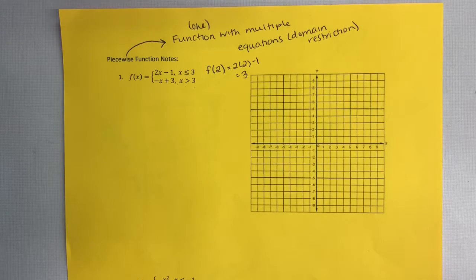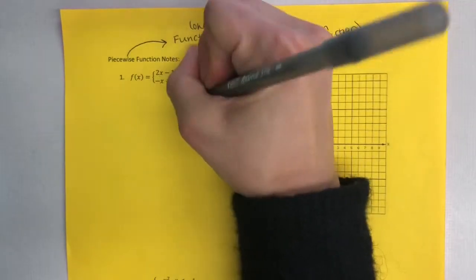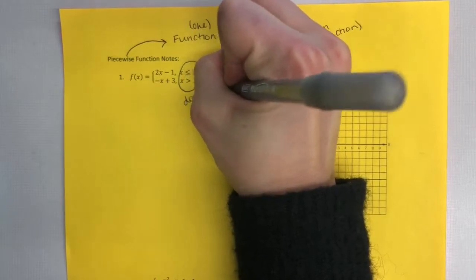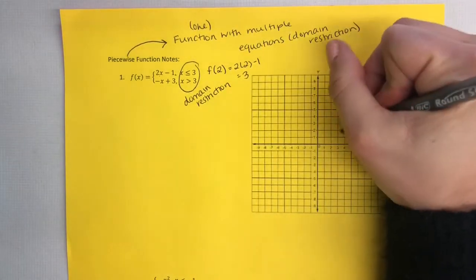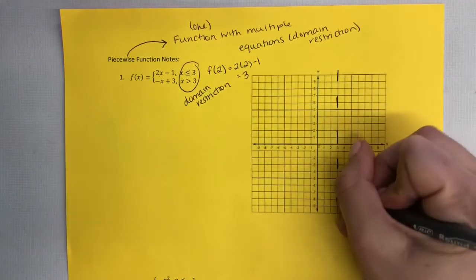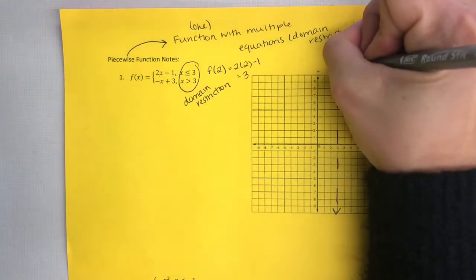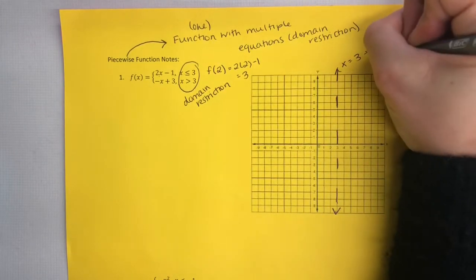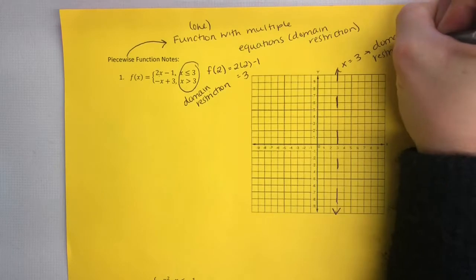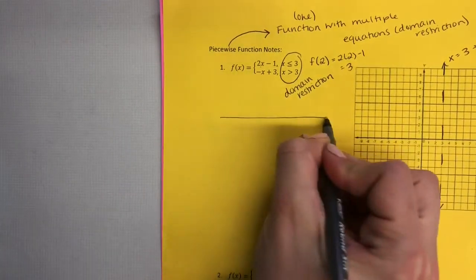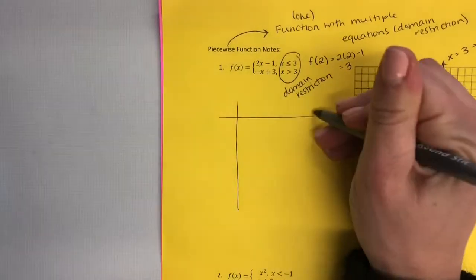So in order to graph these, the first thing I have to identify is the domain restriction. It's the most important part because this is where my graph changes. So at 3, I make myself a line so that I know that some sort of change is gonna happen because it's my domain restriction. So I make a table in order to graph this, right? I'm gonna make a table of values like usual.